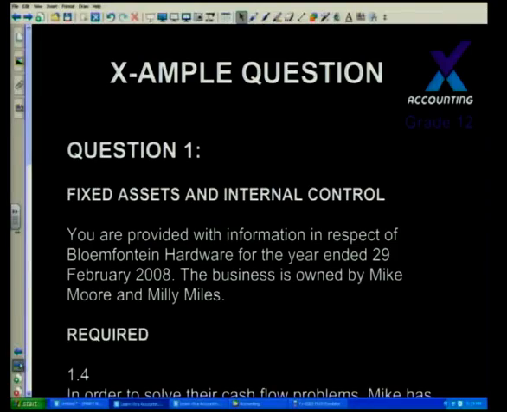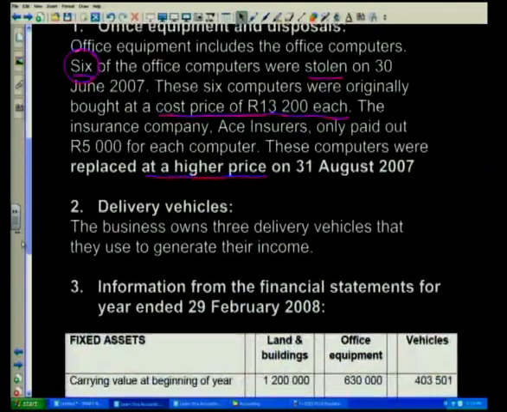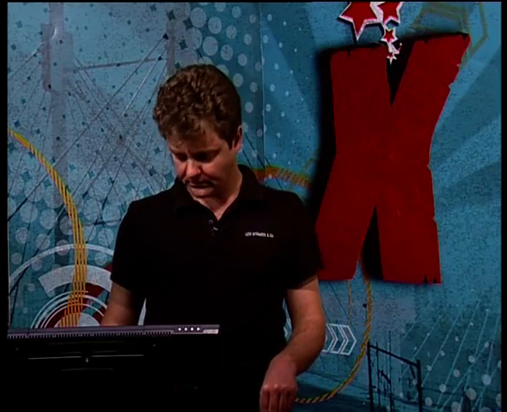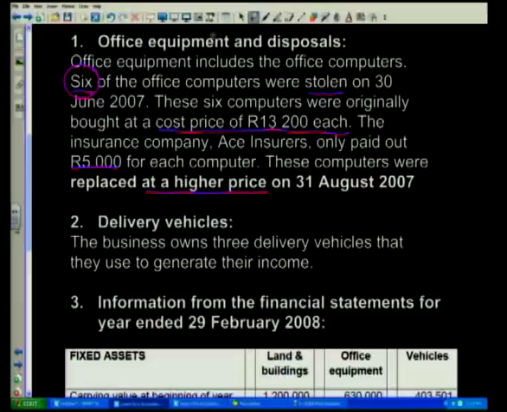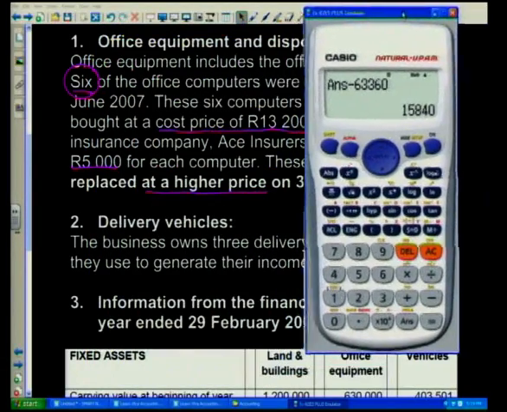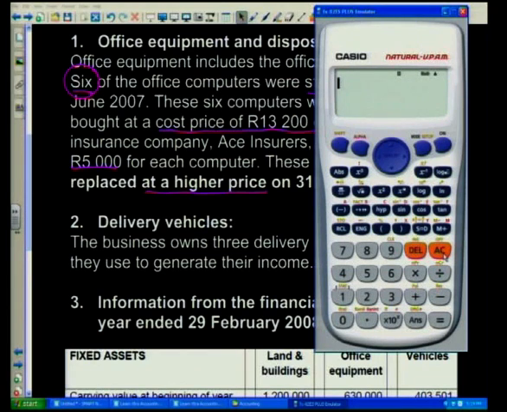Here it tells us, on the note on office equipment, that the insurance company paid out 5,000 Rand for each computer. In other words, we received that money. It came in. We got 5,000 Rand for each computer that was stolen. So the total amount of money that we have received is going to be 5,000 Rand per computer times 6 computers. That comes to 30,000 Rand.